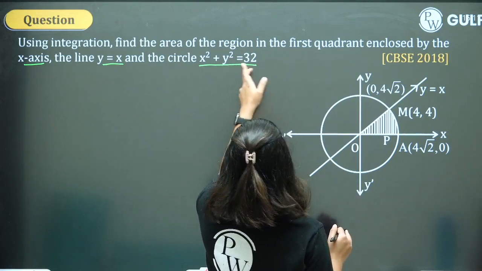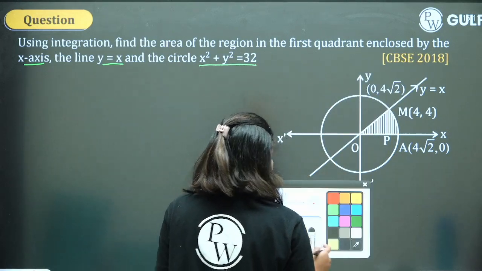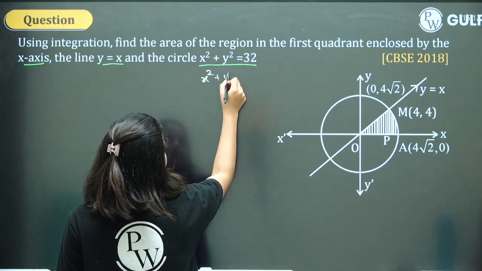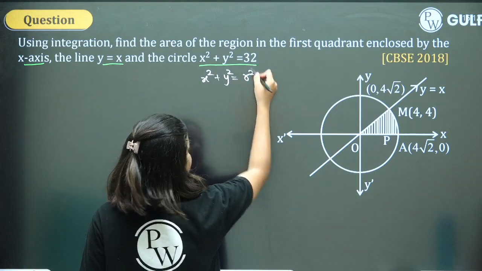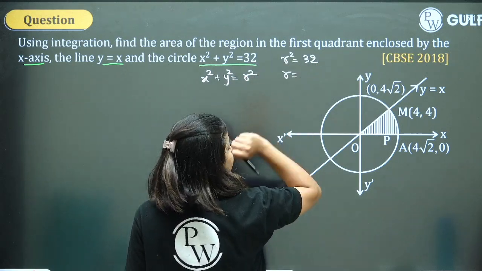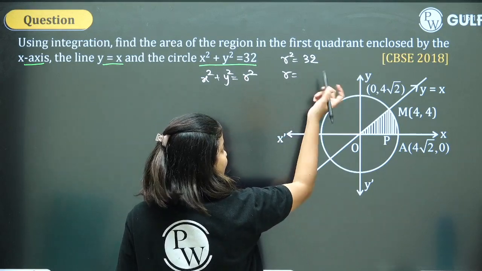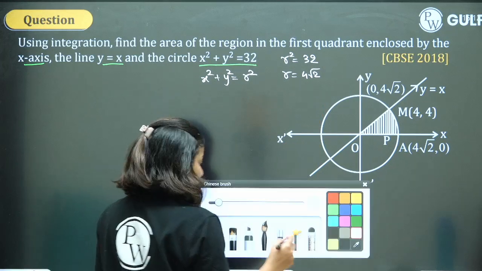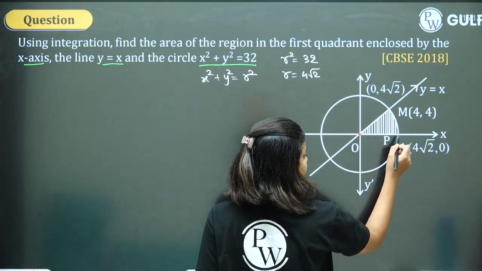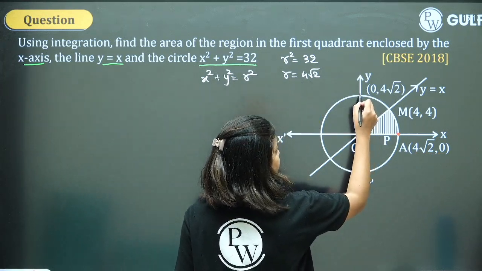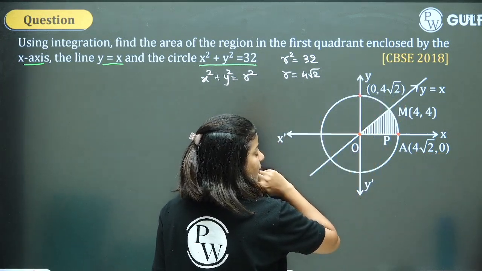So x square plus y square equal to 32. If you analyze this particular curve, x square plus y square equal to r square. When you compare, r square is 32, r will be square root of 32, which is 16 twos, that is, 4 root 2. The radius is 4 root 2 for the circle. So origin, radius 4 root 2, comma 0. Here also 0 comma 4 root 2.